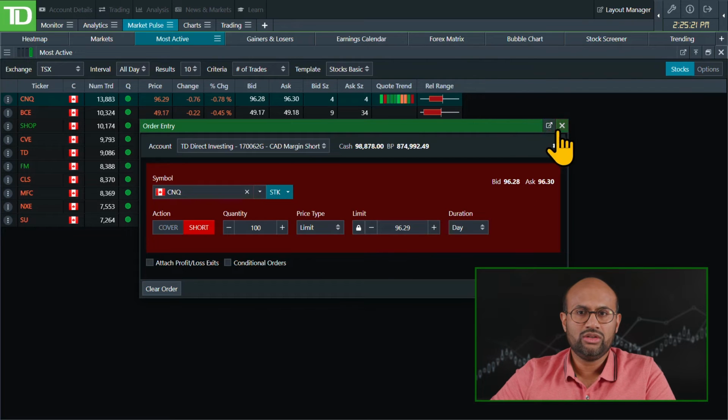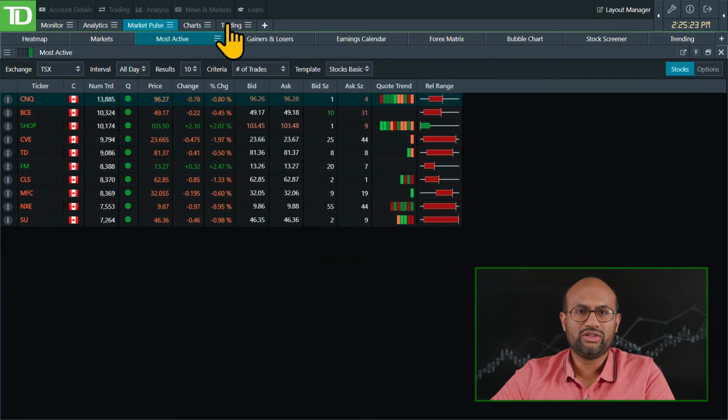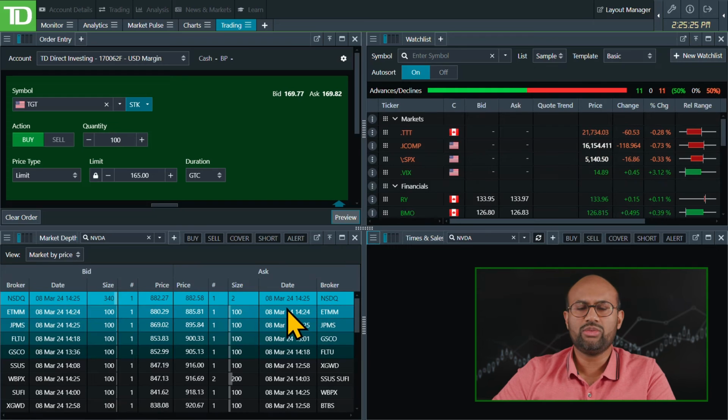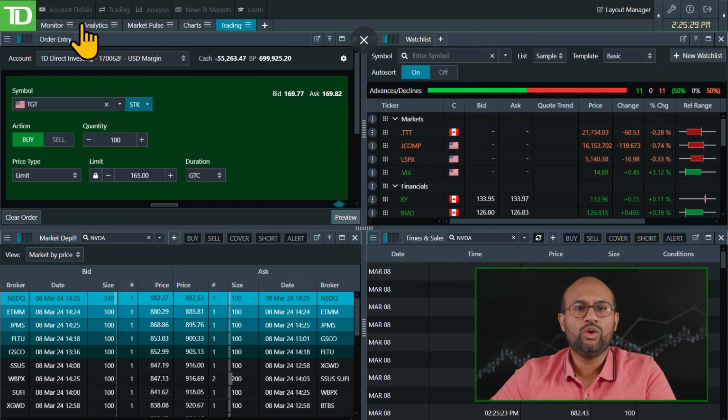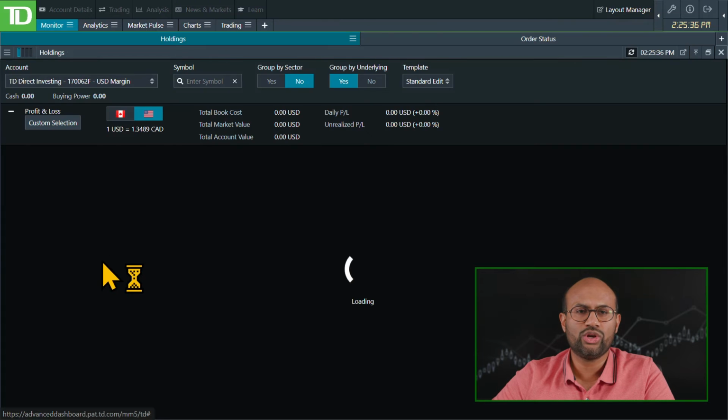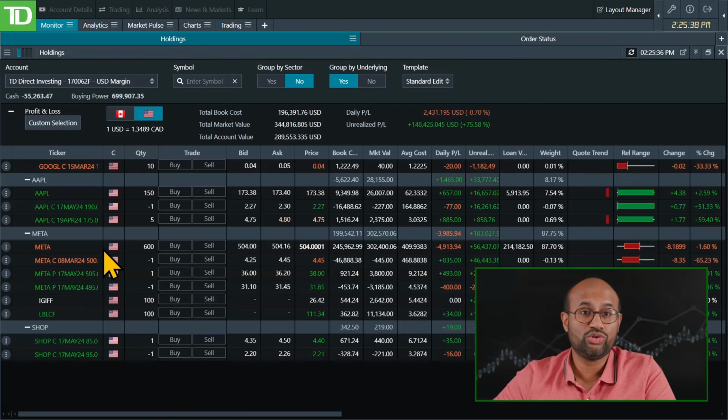All right. So let's go back to our trading window here, and let's talk about monitoring the orders that we send through. Now, when you open up the dashboard, you're going to have a set default layout given to you. And if I go to monitor, this is where you're going to find both your positions or holdings.